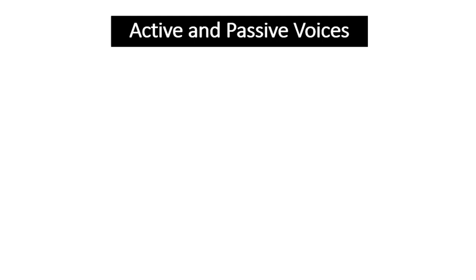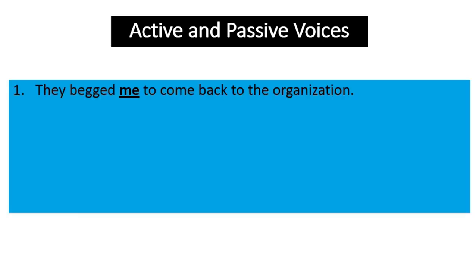All right, now let's take a look at the active and passive voices. I would like to show you how these structures are applied in different tenses. First of all, we are going to look at the past simple tense. As you see here, they is subject, backed is the verb of the sentence, and me is the object.